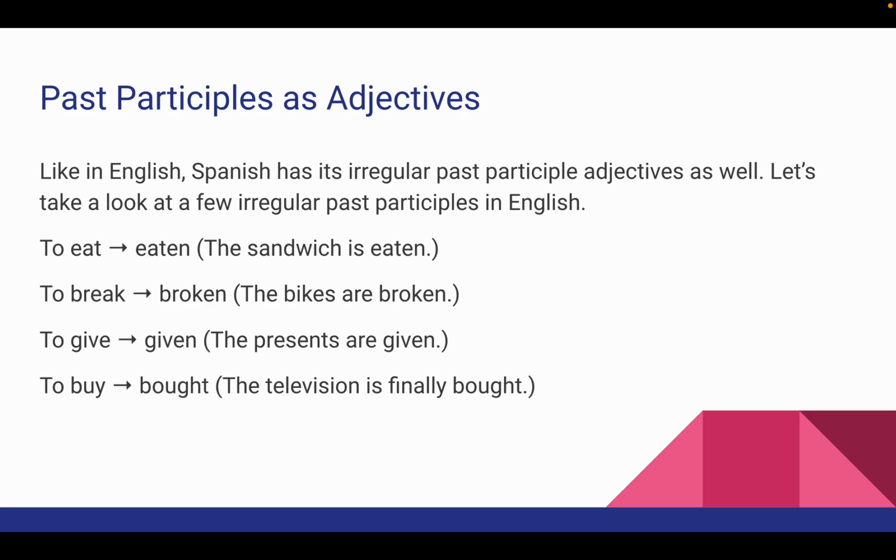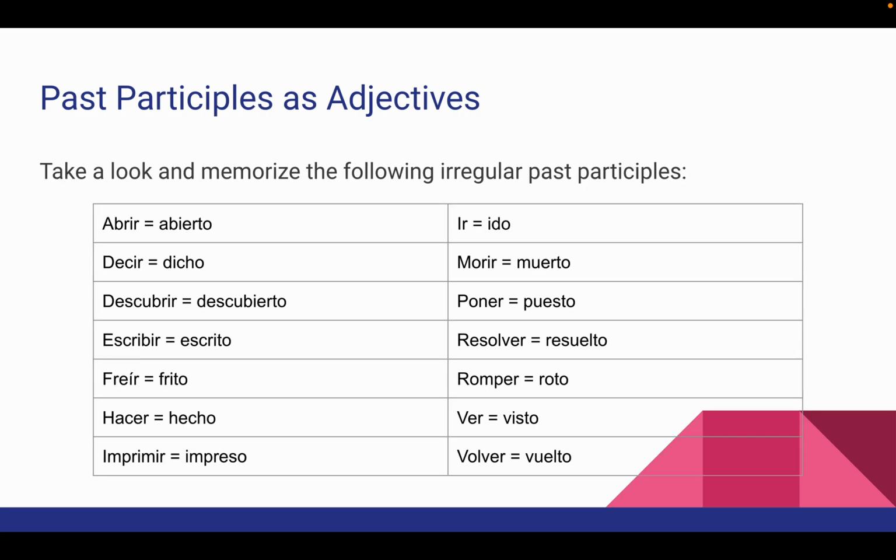So let's take a look at a few irregular past participles in English. To eat becomes eaten, right? You don't say eated, it's eaten. The sandwich is eaten. To break, we don't say braked, it becomes broken. The bikes are broken. To give, given, the presents are given. To buy, bought, the television is finally bought. So you're going to have to take a look and memorize the following irregular past participles. There's really no pattern, rhyme, or reason for this. This is just something you got to memorize, but you're going to see these words a lot.